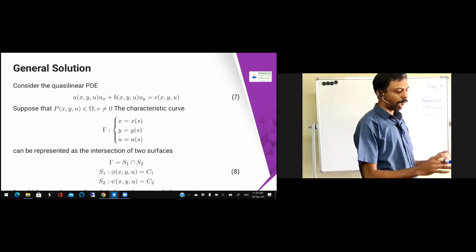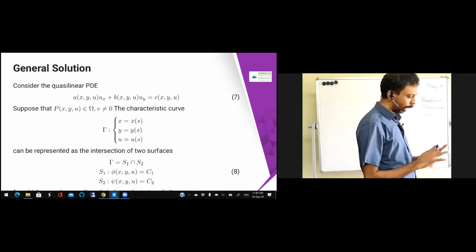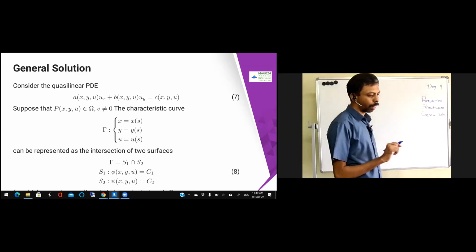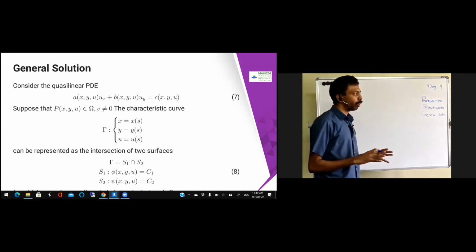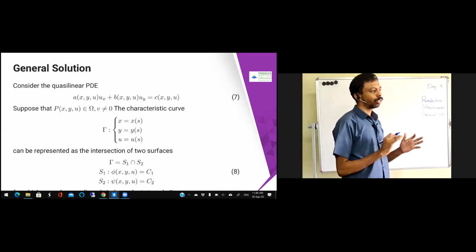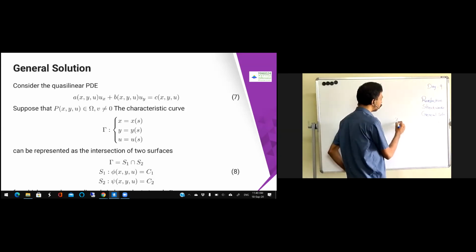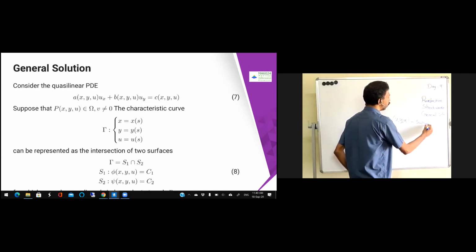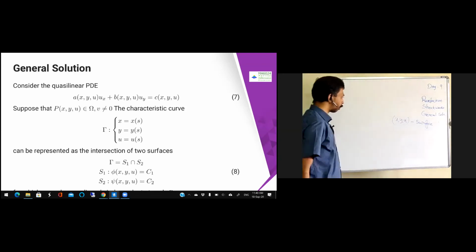Let's see. Again we consider the quasi-linear PDE with the characteristic curve. Now this characteristic curve is not given by a single surface, but occurs as the intersection of two different surfaces. So far, the characteristic curve we got came from a single surface, (x, y, u), which is a surface in 3D. This 3D surface we used to call the integral surface or the solution surface.